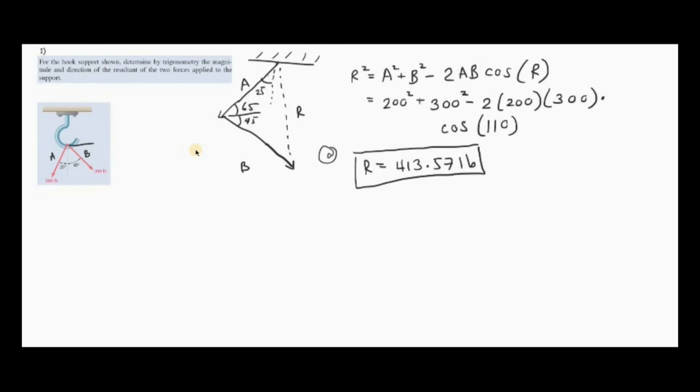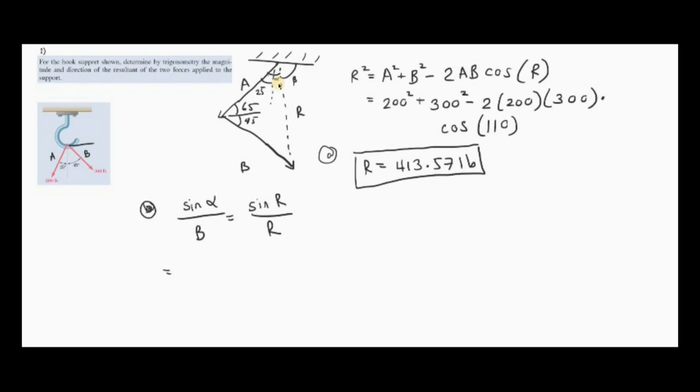Alright, to find the direction of the resultant force, first we'll need to label some angles. We'll call the angle between the vector A and R alpha, and also the angle between the horizontal line and vector R beta. So alpha and beta. To find the direction, we'll also need to use the law of sines, which is sine of alpha over the magnitude B is equal to sine of the angle R over the magnitude R.